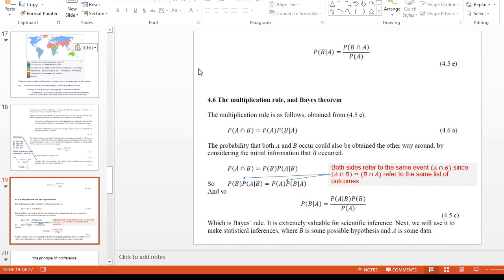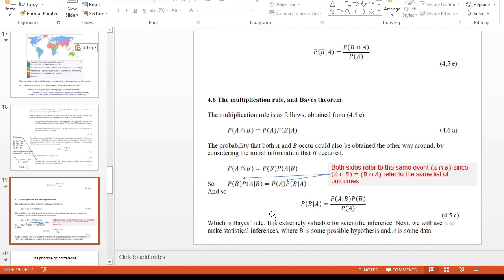Dividing that through by probability of A, you get Bayes' rule. Probability of B given A is equal to probability of A given B times probability of B over probability of A, or rather than reading that in words, learn to see it as equation 4.6c. I've got written here 4.5c. That should probably be 4.6c. That's Bayes' rule. It is extremely valuable for scientific inference.